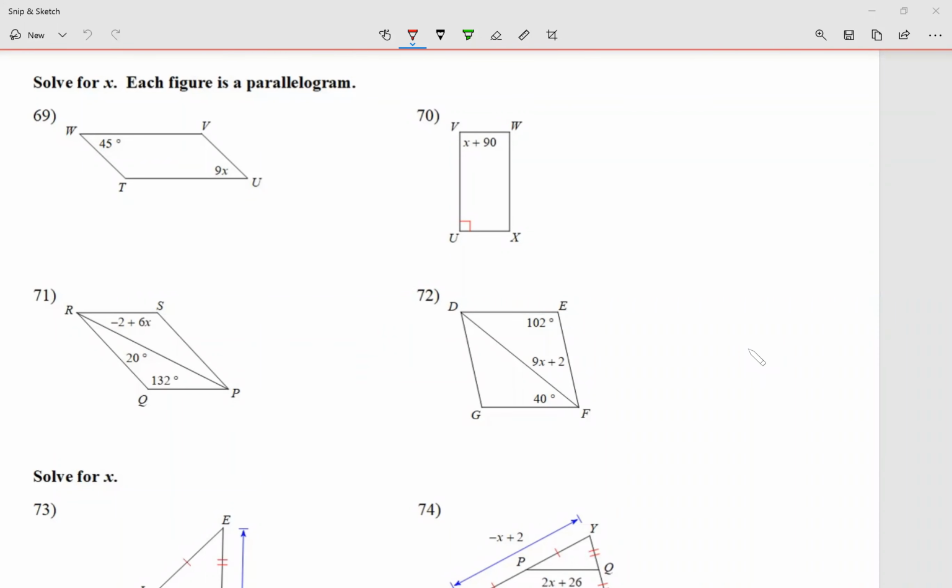Okay, so let's finish the review of this unit. And I say finish because we started yesterday. So let's take a look. Remember, the test of this unit is going to include both reviews, right? What we did yesterday and what we're going to review today.